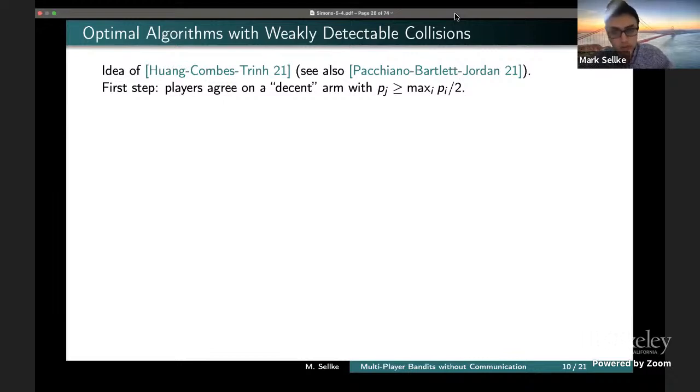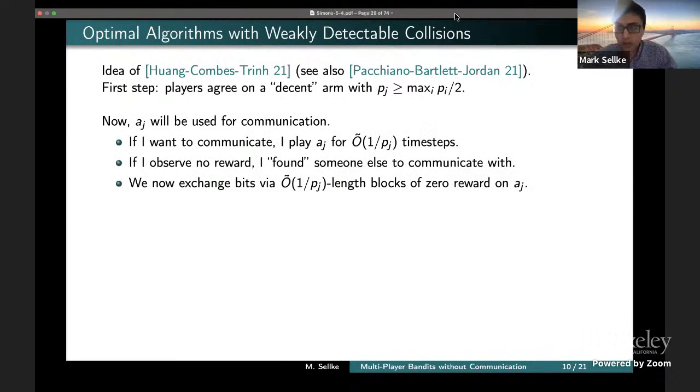So maybe it's not so easy to agree on the best arm, but somehow they manage to synchronize on a decent arm that's within a constant factor of the best reward probability. And then they're going to use this arm as a gadget for communication. So they're again going to take even this weaker amount of detectability and turn it into communication. The way it's going to work is, if I want to communicate, I'll play this special arm for a while. And I'll play it for long enough so that if I receive no reward while I was playing it, I know someone else was also playing it.